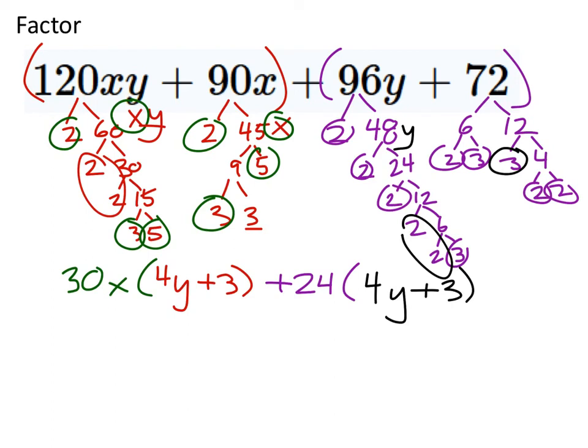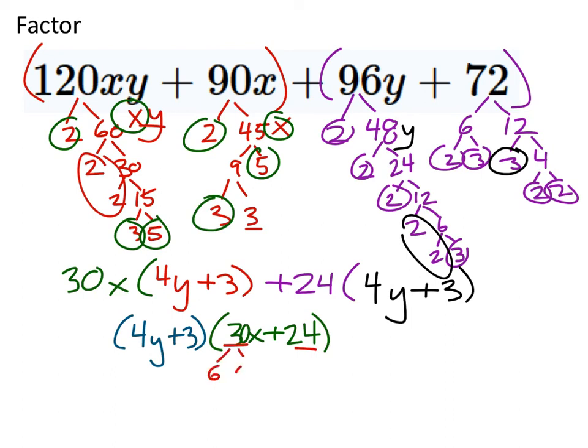So I can factor out from this my 4y plus 3. And then what do I have left over? I've got 30x. Ooh, that's a 30x plus 24. Now, if you stopped here on a test, you'd get a lot of the credit. The problem is that we have this 30 and 24, which can still be split up, right?